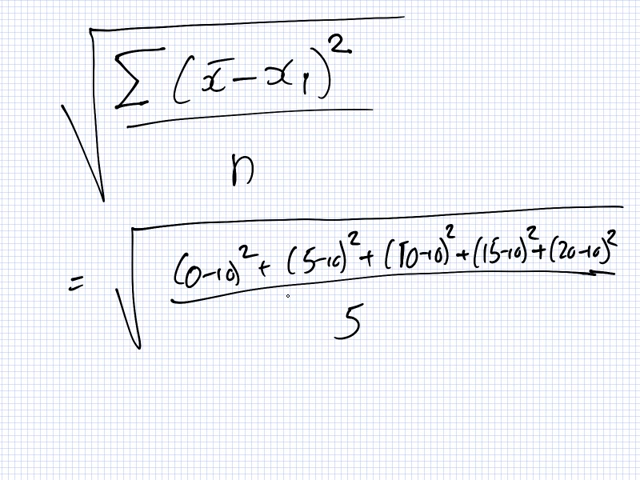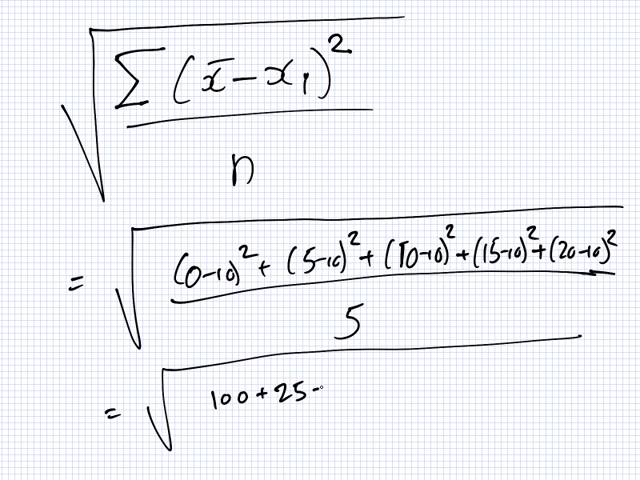Okay, let's calculate that in our head. That'll be 100 plus 25 plus 0 plus 25 plus 100 over 5. So that's 250 over 5, which is 50. The square root of 50 is about 7.1, something like that. 7.07. Okay.